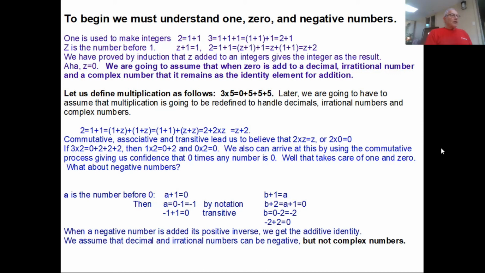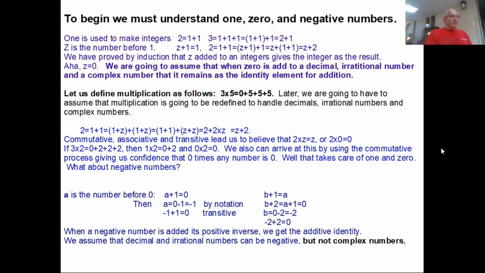Okay, so 2 is equal to 1 plus 1. Substituting 1 plus z for each of those 1's, regrouping them, I get 2 plus 2 times z is equal to 2, which is also equal to z plus 2. This is where I get a little bit flaky with the transitive property. So z must be equal to 2 times z. So we now have that 2 times 0 is equal to 0.